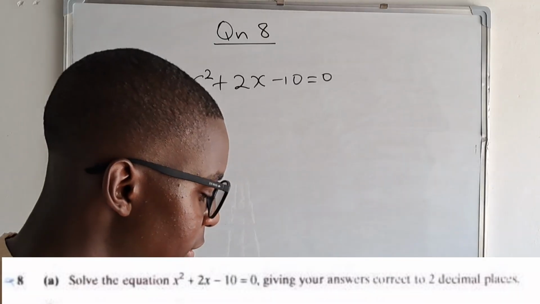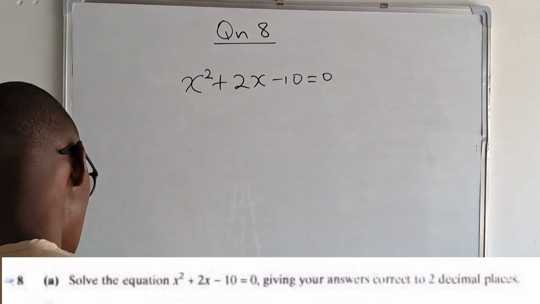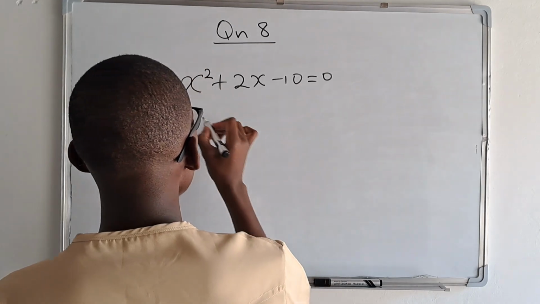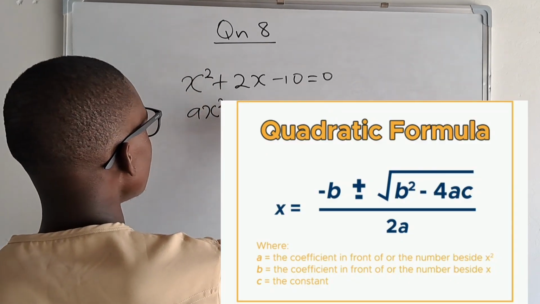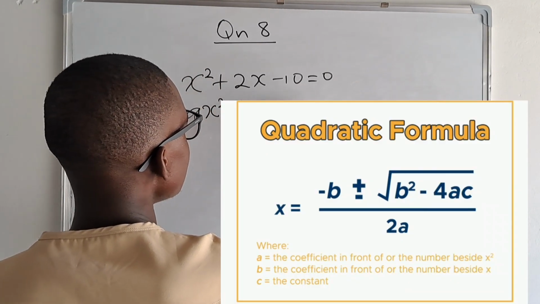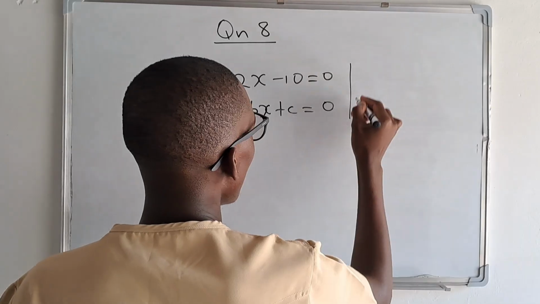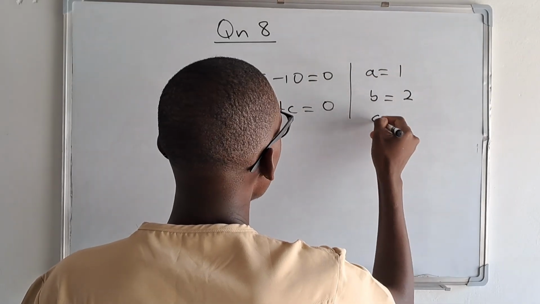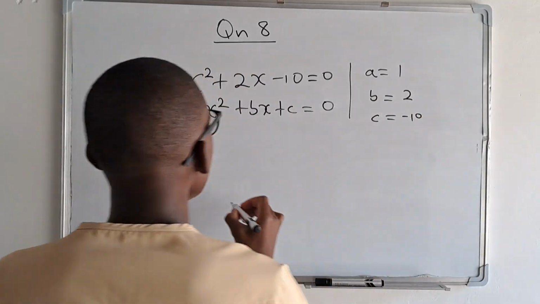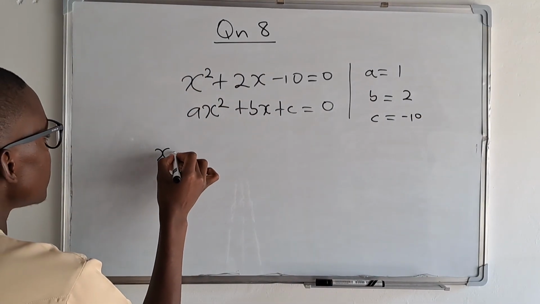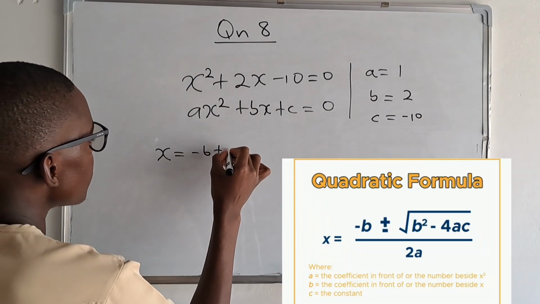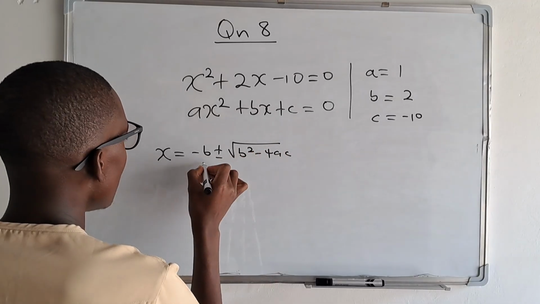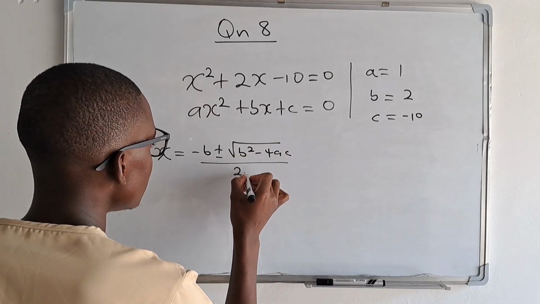What do you do in this scenario whereby you're asked to solve and give your answers correct to two decimal places? First step, you write ax squared plus bx plus c, the general quadratic equation, where our a is equal to 1, our b is equal to 2, our c is equal to negative 10. Then you write the quadratic formula: x is equal to minus b plus or minus the square root of b squared minus 4ac, over 2a.